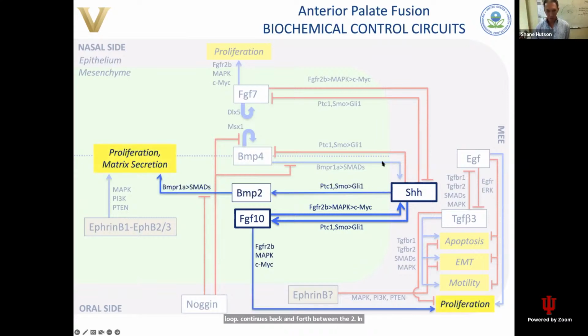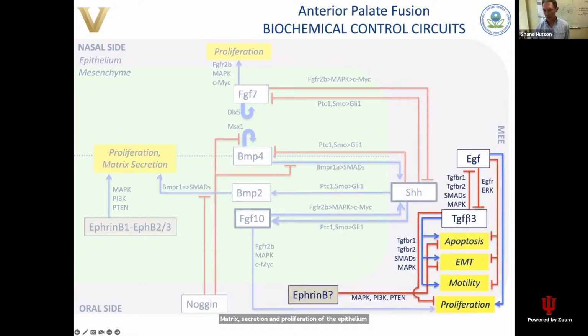In addition, those are linked to proliferation, matrix secretion, and proliferation of the epithelium over here. We also have a mutual inhibition loop over here between epidermal growth factor and transforming growth factor beta 3, TGF beta 3 and EGF. They inhibit one another's secretion. And so when you have that sort of mutual inhibition, it behaves like a switch. One or the other can go high, and it depends on initial conditions and a little bit of luck and randomness involved in terms of which one goes high in individual cells. But it tends to go one way or the other.